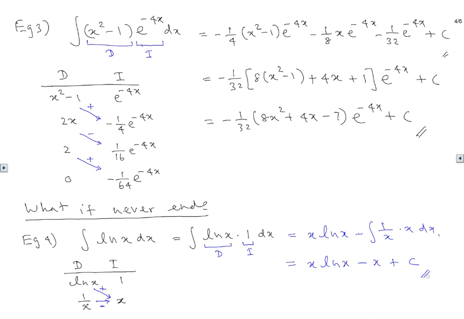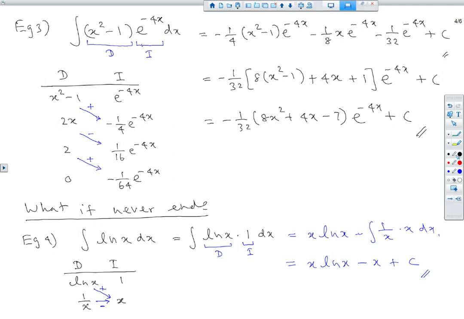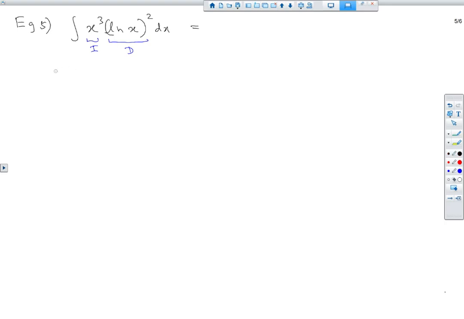Okay, so good. Let's do a little more complicated one. So let's see, example number 5. How about you do the integral of x cubed times ln x, the whole thing squared, dx, something like that. When you see log functions, we normally pick that as the D function. That means this is the D function we're going to pick, and that is the I function, because once you take the derivative of a log function, you end up with a polynomial at least once. So let's write the D and the I.